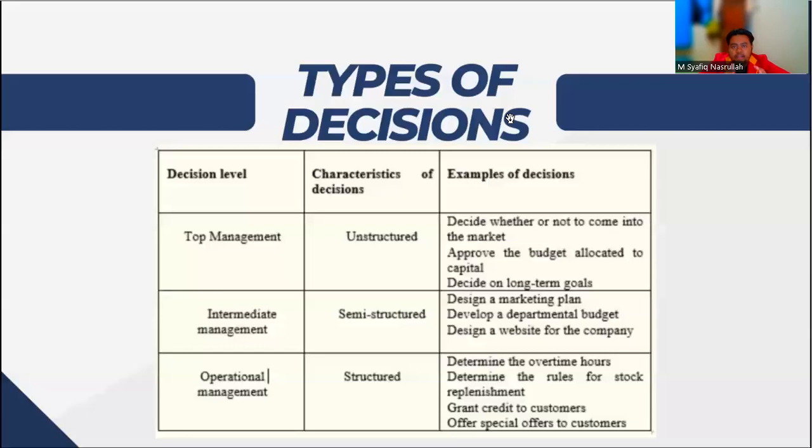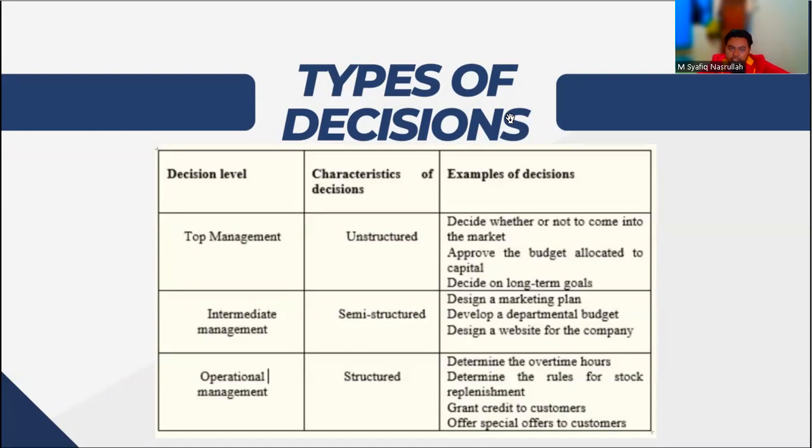Next, there are various types of decisions, but they are divided by decision levels, characteristics of decisions, and examples of decisions. By decision levels, they are separated into three types. The first one is top management, the second one is intermediate management, and the last one is operational management.